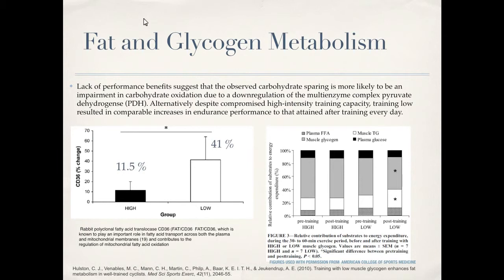So basically, after training in either the low endogenous or high endogenous, you see CD36 increases more in the low than the high. CD36 basically plays an important role in fat oxidation transport across both the plasma membrane as well as mitochondrial membranes. It also contributes to the regulation of fatty acid oxidation. Also, what I just highlighted here is muscle triglyceride levels. Notice that intramuscular triglyceride levels increase from pre-training low to post-training low.